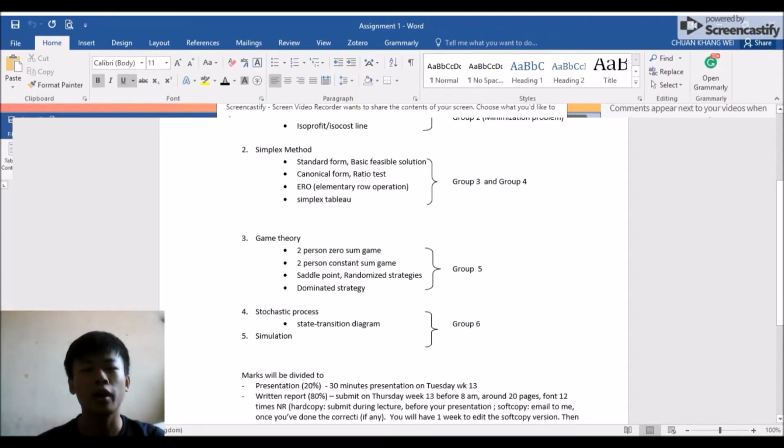Hi. So I'm going to present to you the second example of linear programming solved by the simplex algorithm. For this example, the question is we are going to solve the max problem z equals 120x1 plus 160x2 with the following constraints.